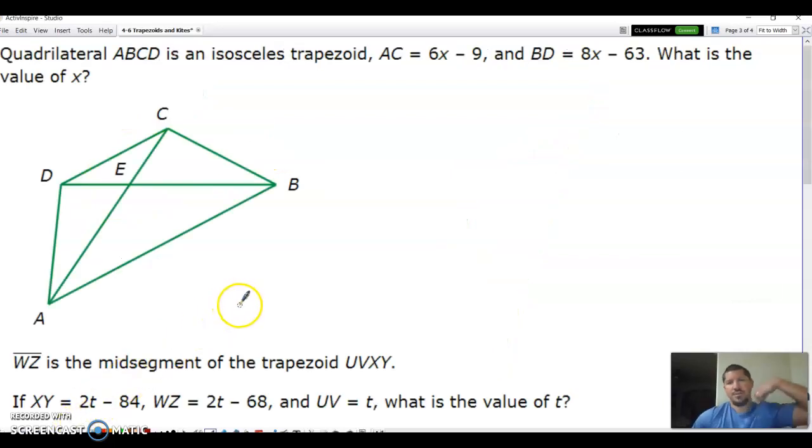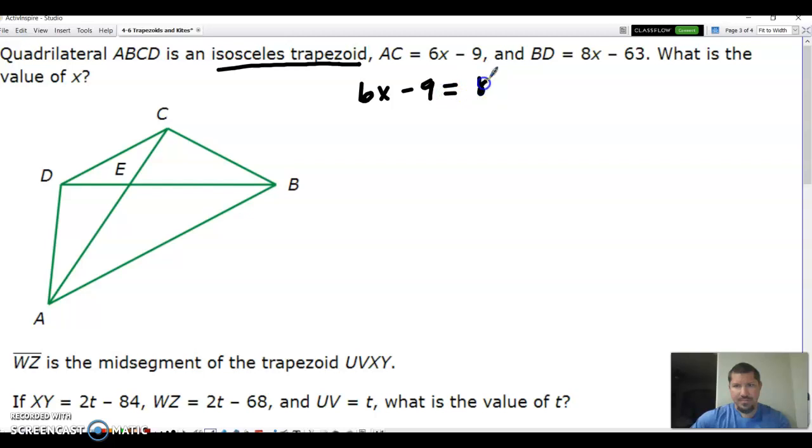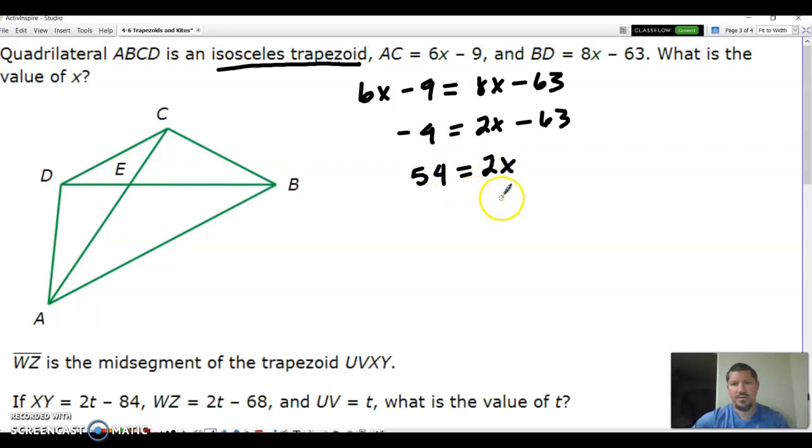Alright, now we're on to a few algebra problems. So isosceles trapezoid, that means diagonals are congruent, so AC is equal to BD. 6x minus 9 equals 8x minus 63. Subtract 6x, that's 2x. Negative 9, that's minus 63. Add 63. 2x is going to be equal to 54. Divide by 2, so x is equal to 27.